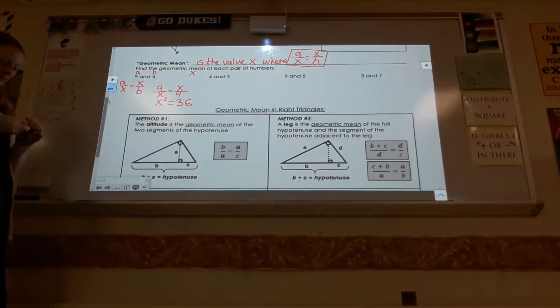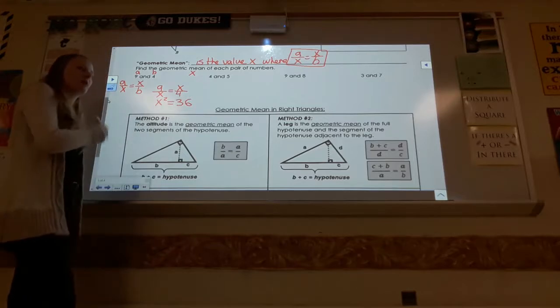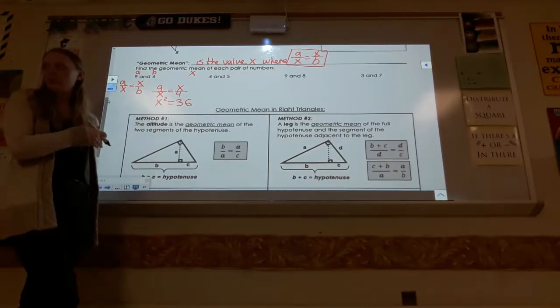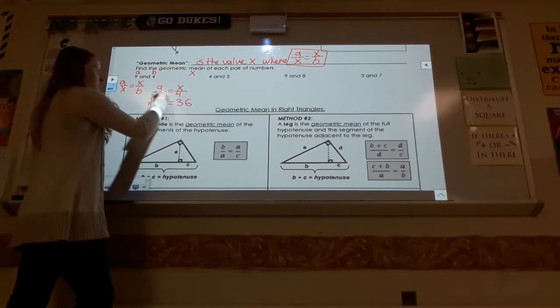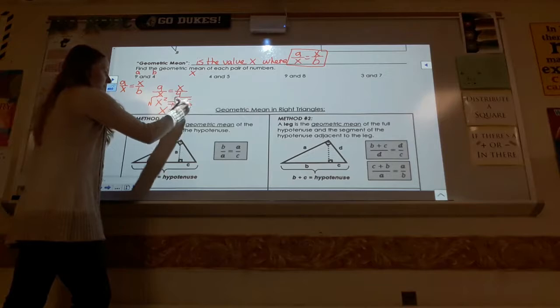So I just multiply them together, and now I kind of want to undo that, right? If I know that x squared is 36, what does x need to be? How do I solve for x? Take the square root. If you take the square root of both of these to solve for x, what's the value of x? 6. Ta-da!